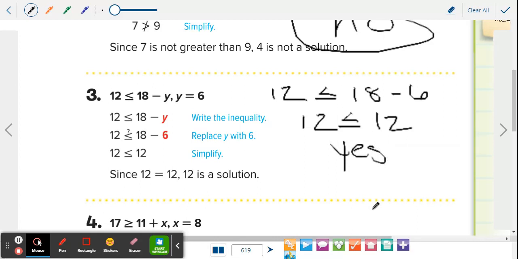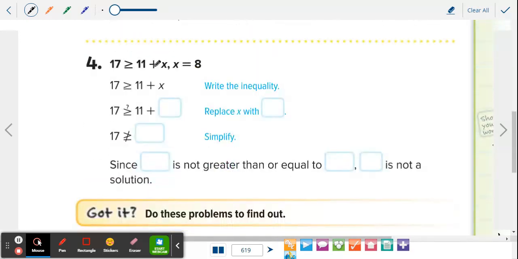That's it. Okay, and this one, 17 is greater than or equal to 11 plus x. So we're replacing x with what? 8. So now we have 17 is greater than or equal to 11 plus 8. Well, what is 11 plus 8? 19. Is this true? No. Since 17 is not greater than or equal to 19, 8 is not a solution. So, no.